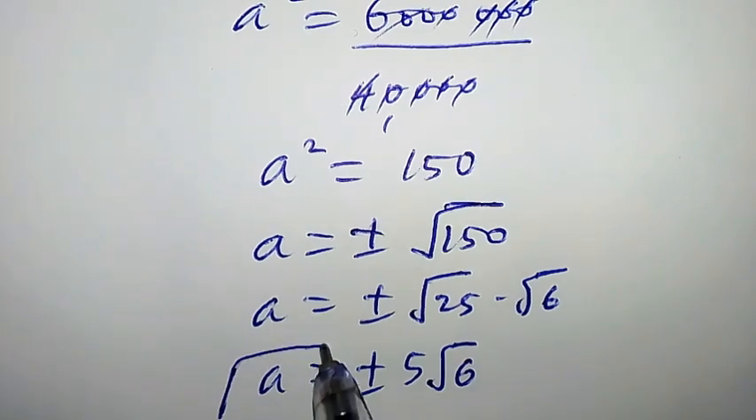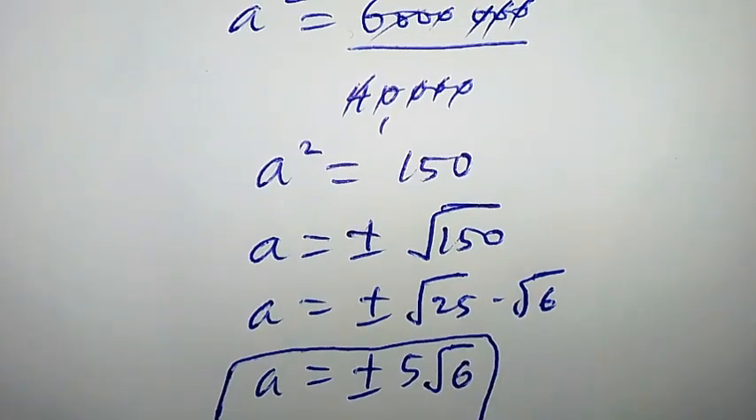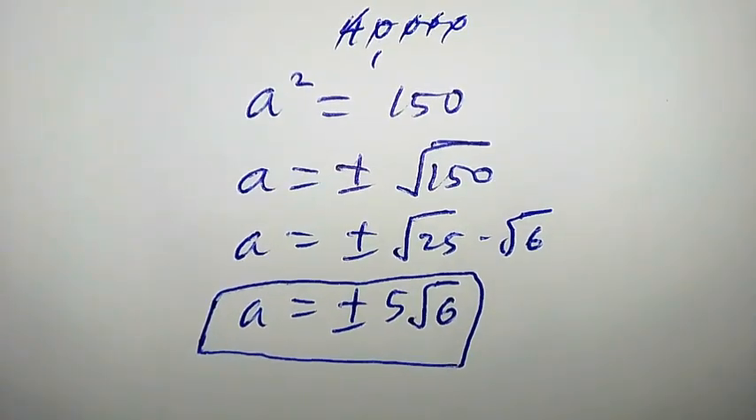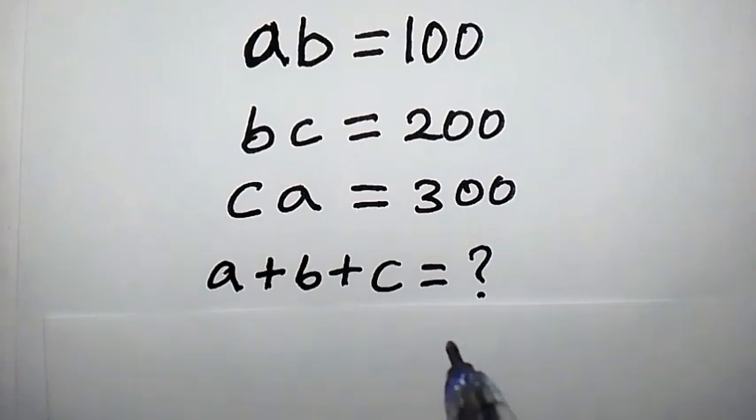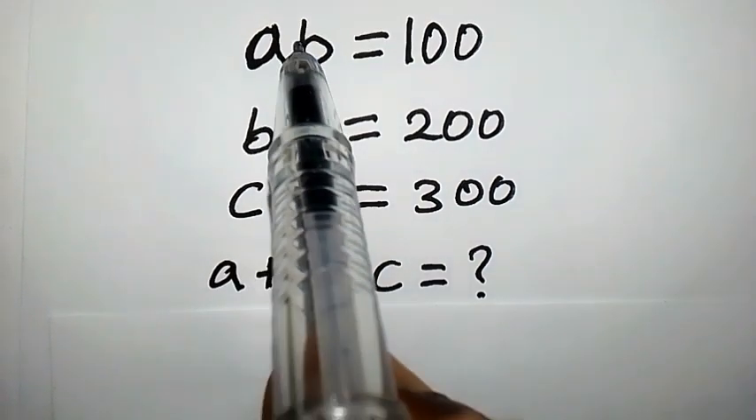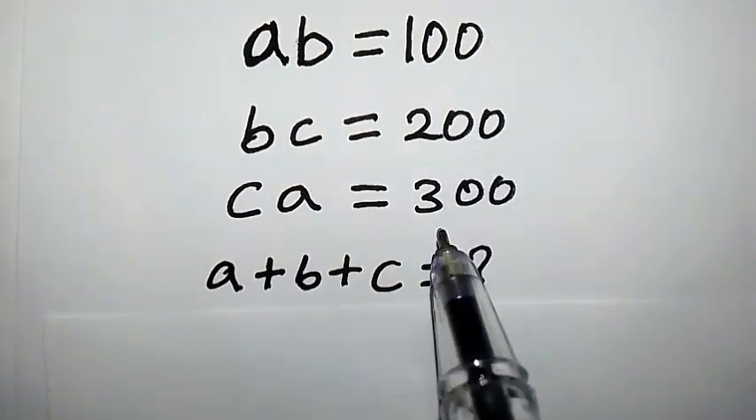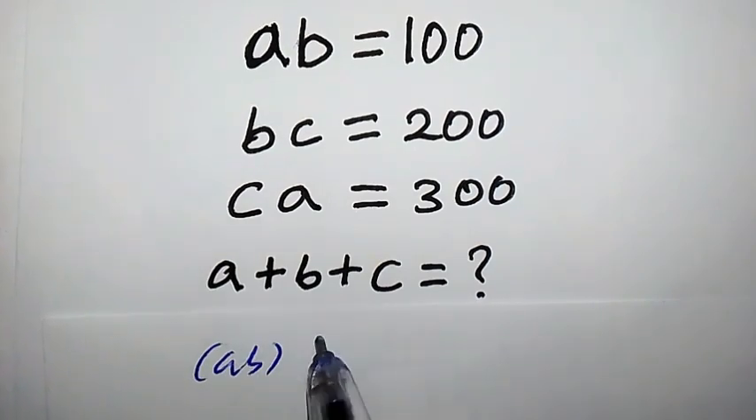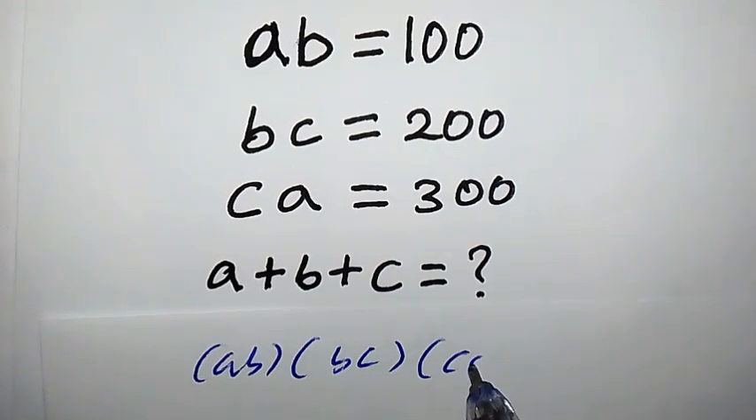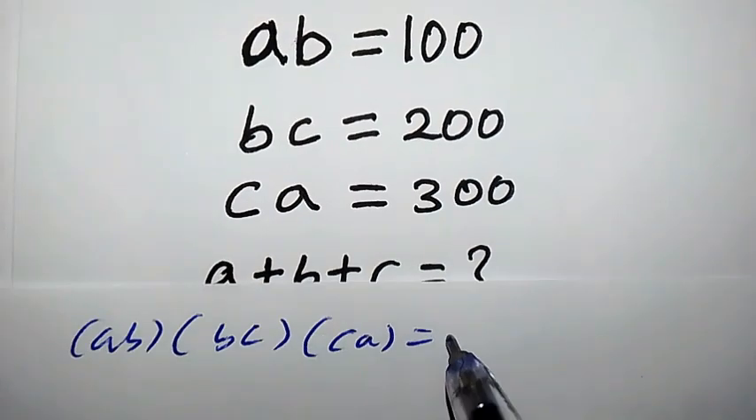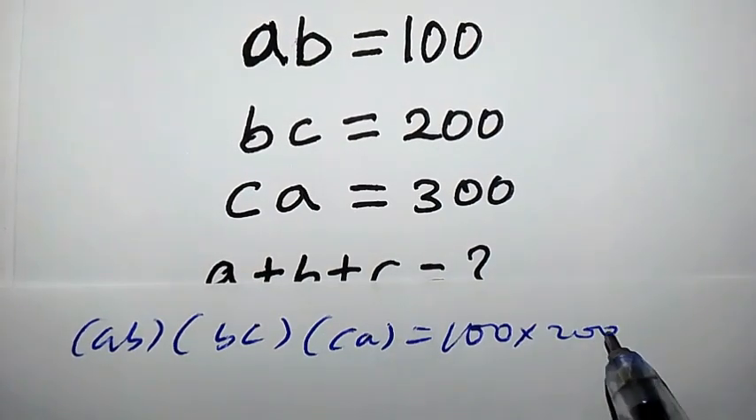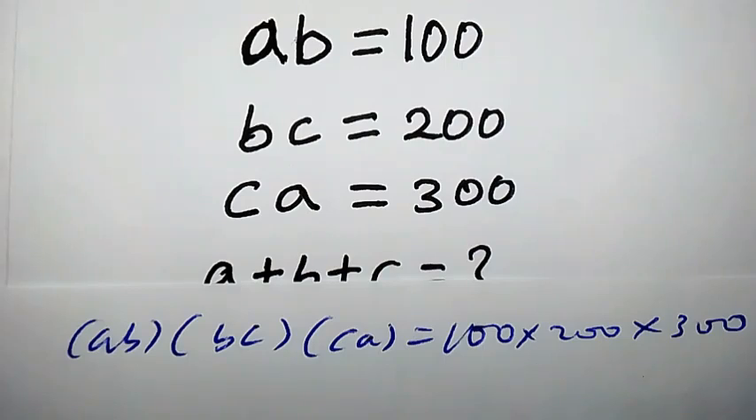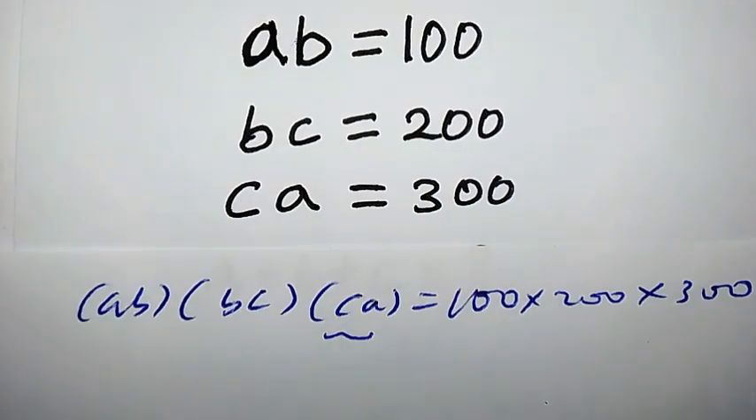This is the value of A. What is left now is to find the value of B. So let us continue. As we did earlier, we are going to multiply the left hand side together and the right hand side together. So doing that, we're going to have AB times BC times CA equal to 100 times 200 times 300. The next step now is to fix this.